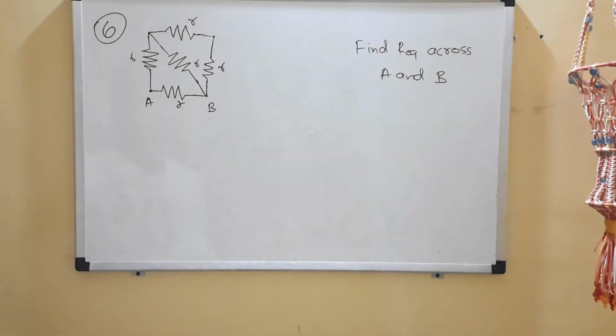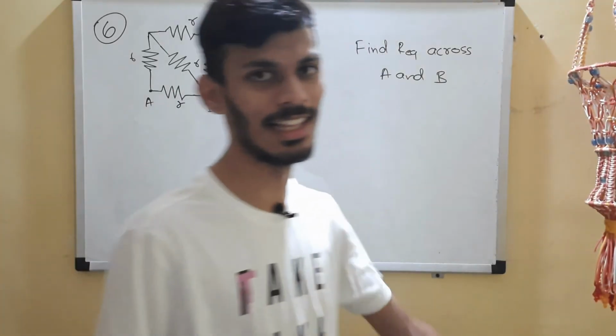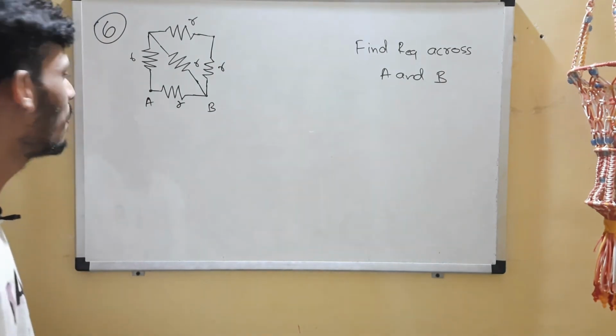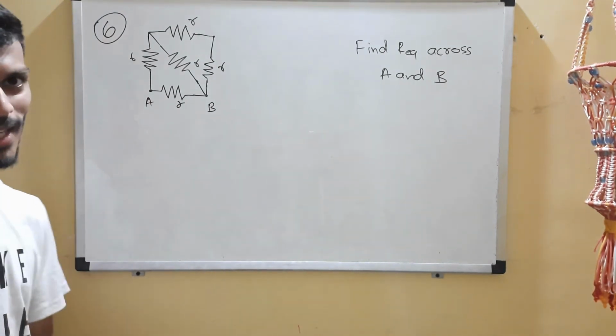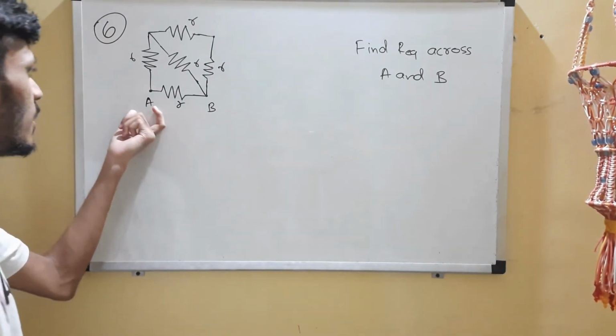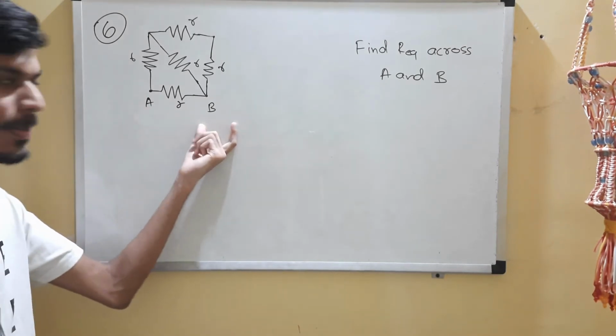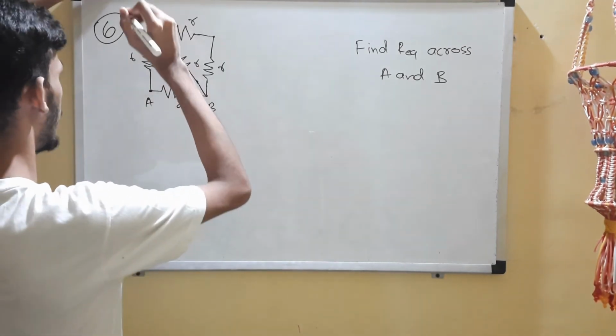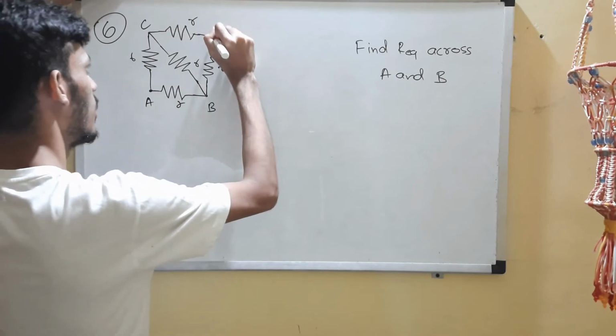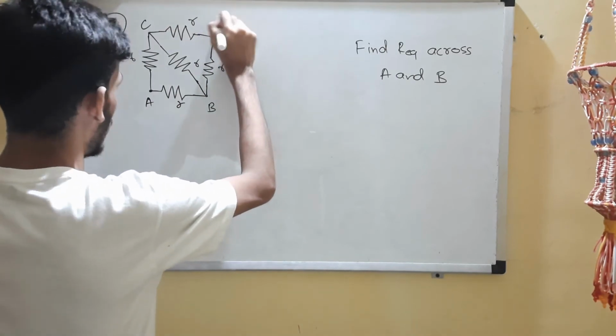So question 6 over here, the last question for the day. Let's solve it. Okay, so the first step is to assign potentials, right? So let the potential over here be A, let the potential over here be B. At this node, we'll assign some potential C. Here at this node, we'll say the potential is D.